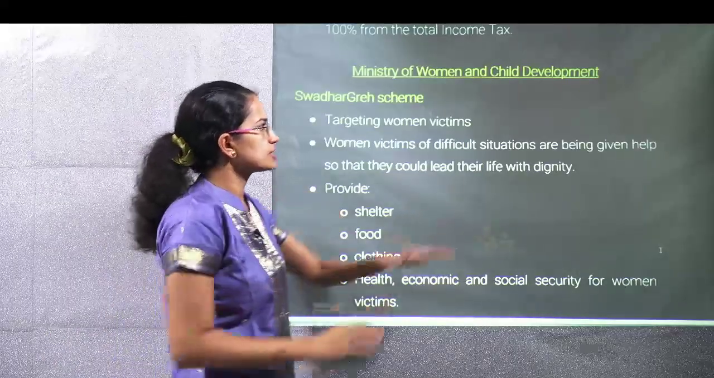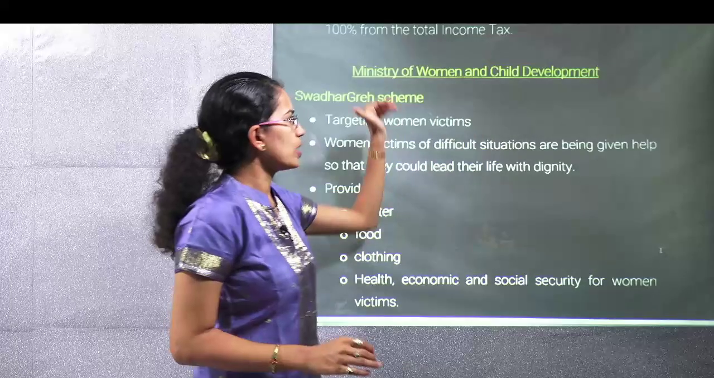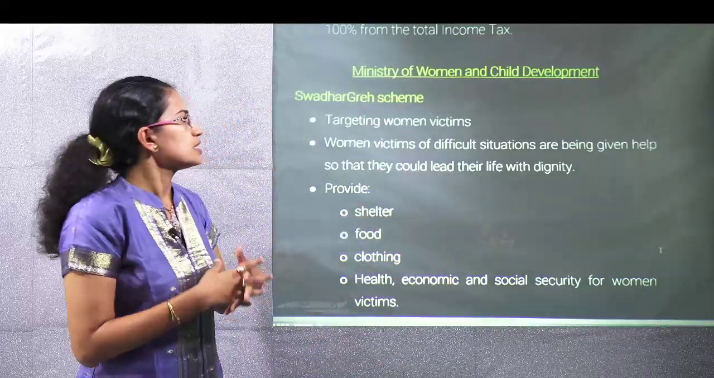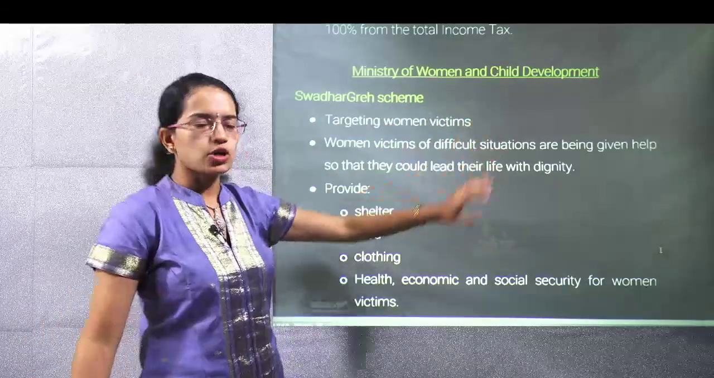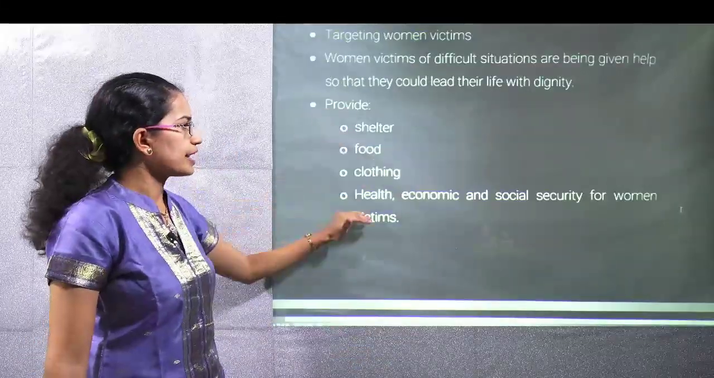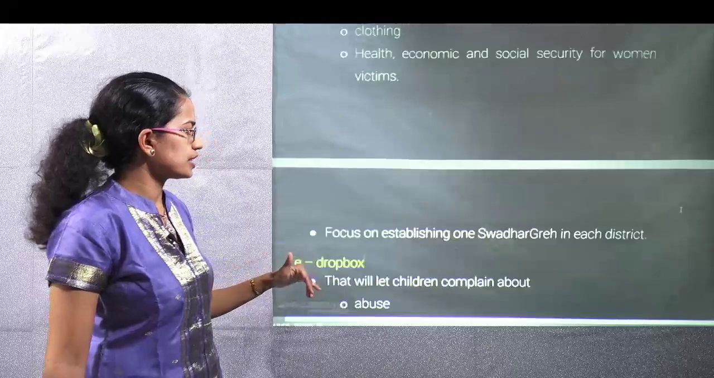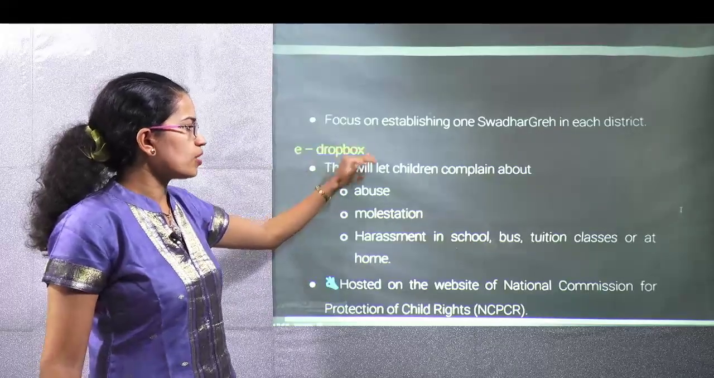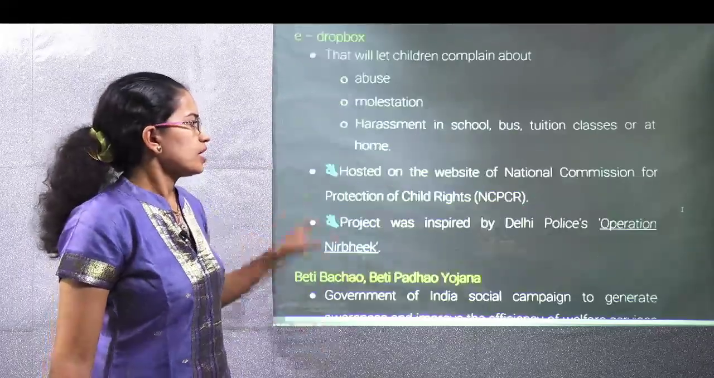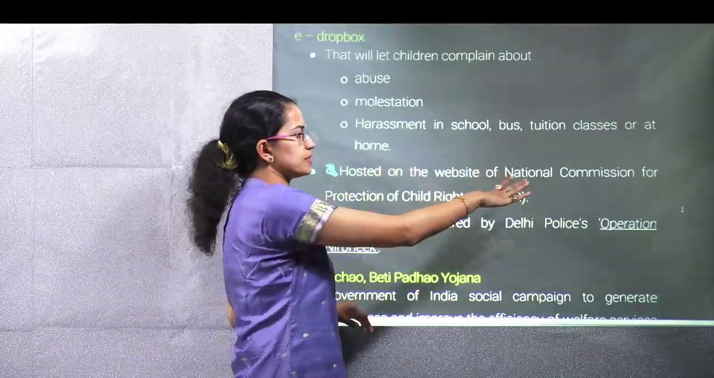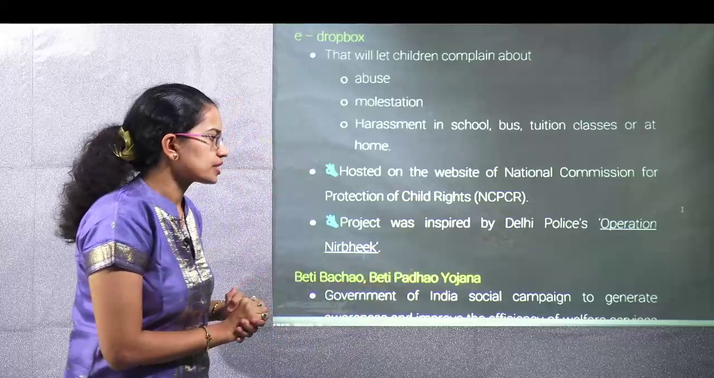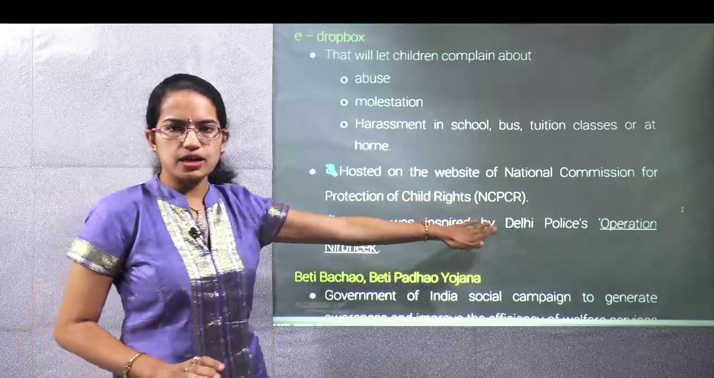The next is the Ministry for Women and Child Development. Now under this you have various schemes. The first is the Swadhar Grih scheme that targets women victims. The idea is to provide shelter, food, clothing and health. The next is the e-drop box, where children can complain. Where this has been hosted is important. It has been hosted on the website of the National Commission for Protection of Child Rights, NCPCR.